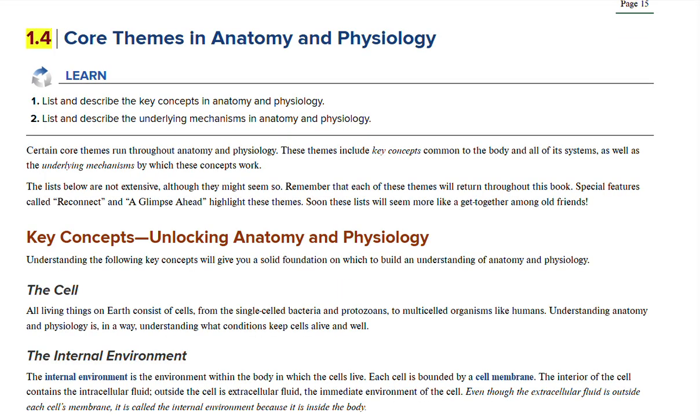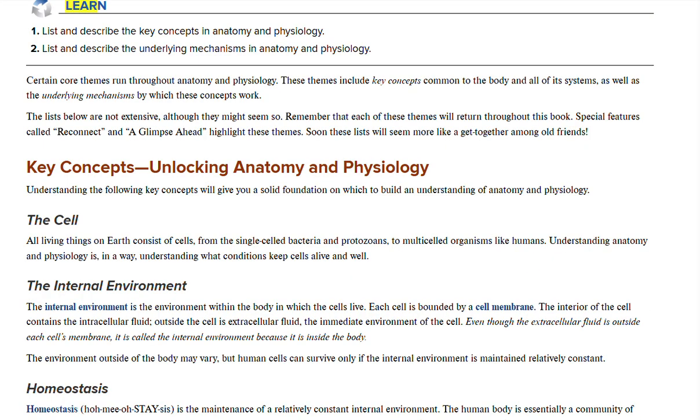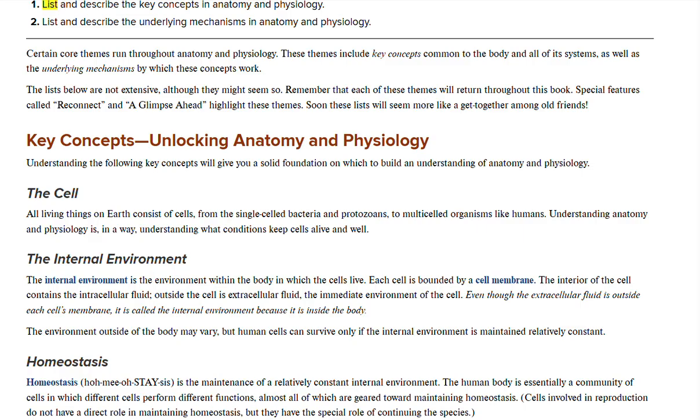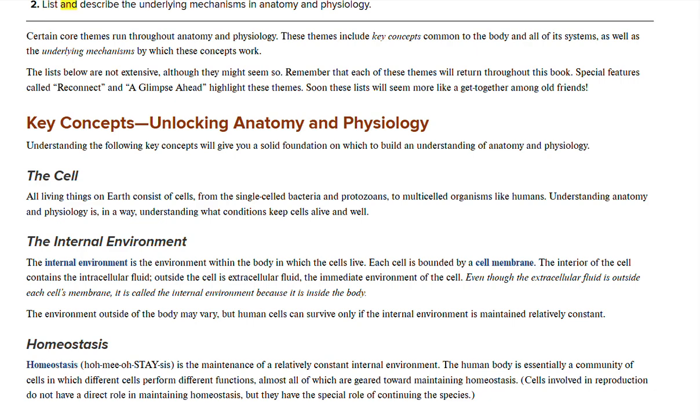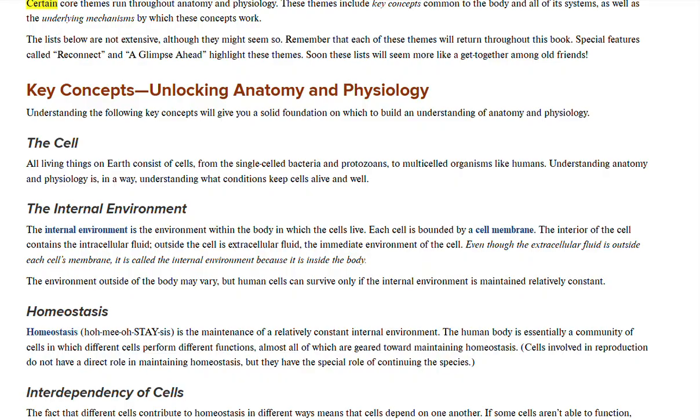Page 15. 1.4 Core themes in anatomy and physiology. Learn. List and describe the key concepts in anatomy and physiology. List and describe the underlying mechanisms in anatomy and physiology. Certain core themes run throughout anatomy and physiology. These themes include key concepts common to the body and all of its systems, as well as the underlying mechanisms by which these concepts work.